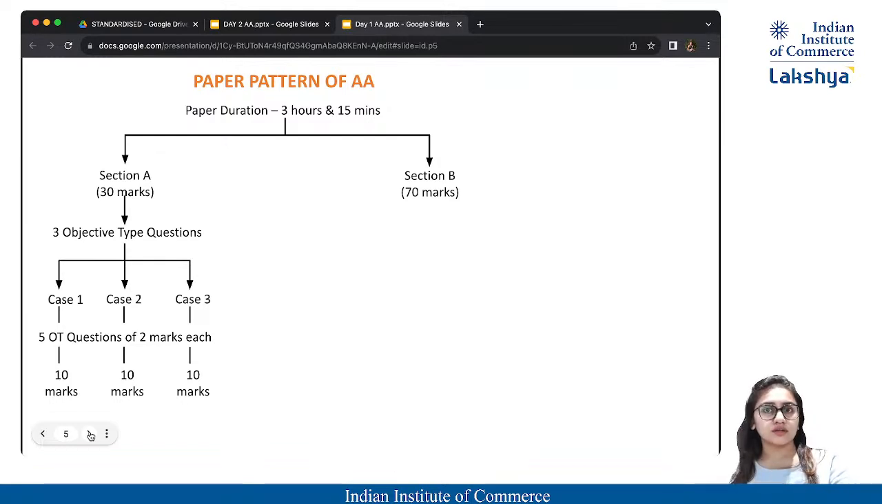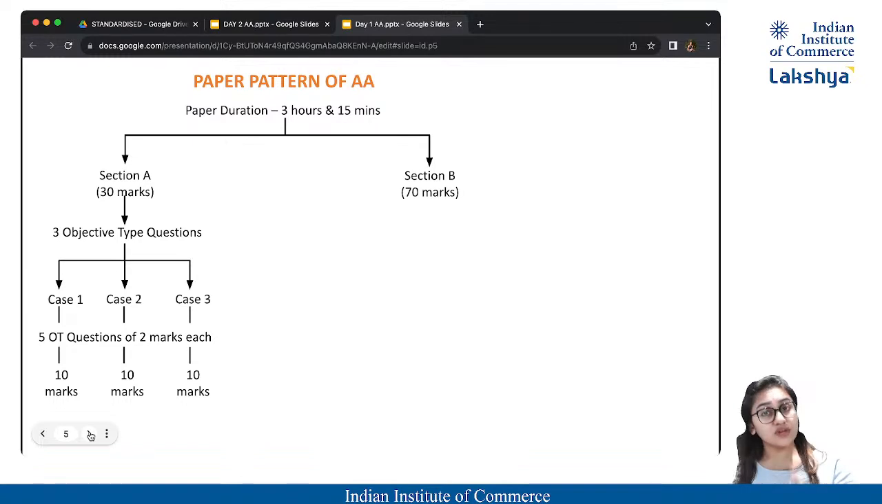Imagine, that's such great news. So 30 marks you're getting just by MCQs. Every right tick is going to give you 2 marks. Similarly, in case 2 also, there will be 5 questions of 2 marks each. Again, that makes it 10 marks.